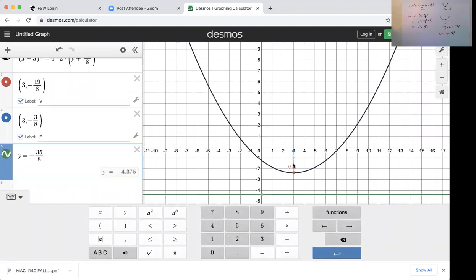2 units away here, 2 units away there. Negative 35/8 is negative 4 3/8. Negative 19/8 is negative 2 3/8. Negative 2 3/8 minus 2 is negative 4 3/8. So that indeed is the equation of our directrix. So we have the vertex and focus, we have the equation of the directrix, and we also were able to construct the graph.